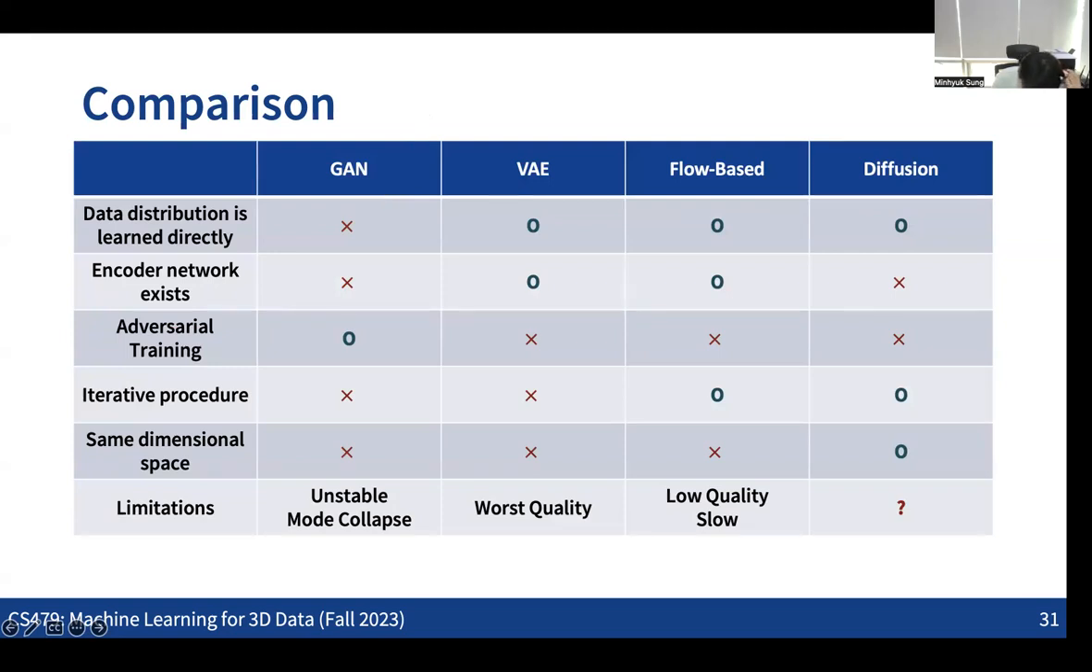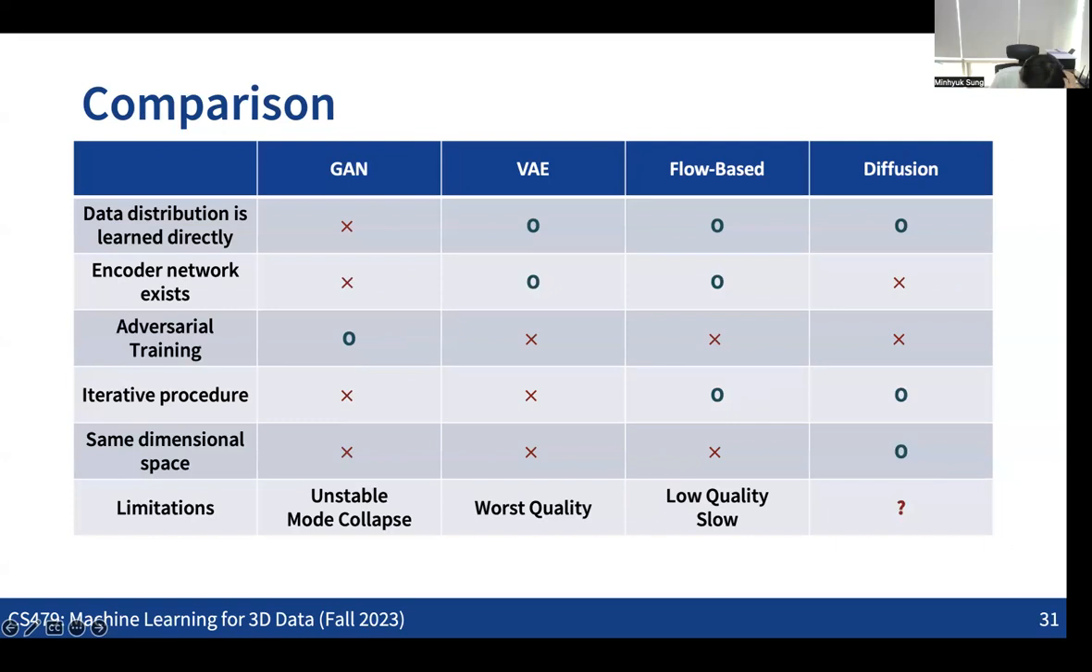And also GAN does not have the encoding network. And while the diffusion has the encoding process, we do not have the encoding network. GAN is the case that we're having the adversarial training, basically having the discriminator, which is checking whether the output is true or false. And the flow-based model and the diffusion, these two are the cases that we're having some kind of iterative procedure. We're going to see at the end why this iterative procedure can improve the performance. And diffusion model is the only case that has the target and the data distribution in the same dimensional space.